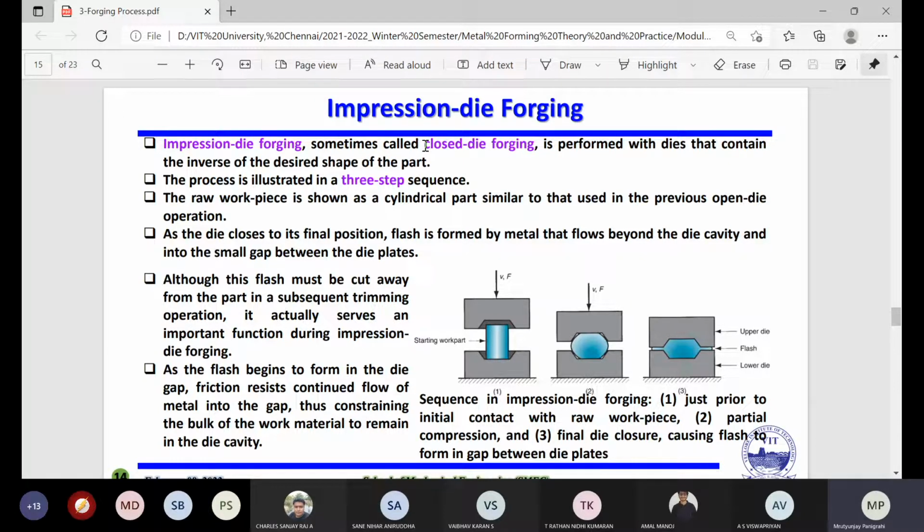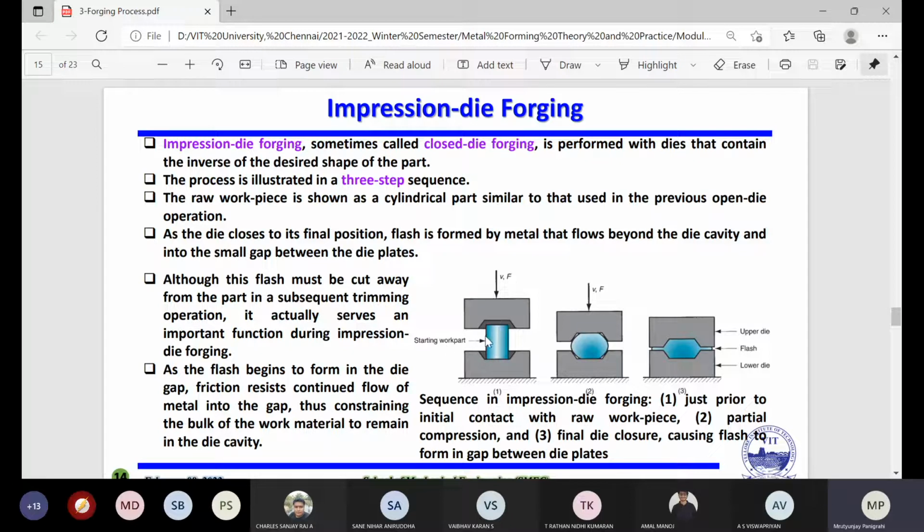Okay, so impression die forging, sometimes also called closed die forging, is performed with dies that contain the inverse of the desired shape of the part. Okay, so you can see here. This is the first sequence, second and third, how it is going. The sequence in impression die forging just prior to the initial contact: you have the starting work part, and this is the fixed one, and this is the upper one, which is moving. So you are applying some velocity and force.